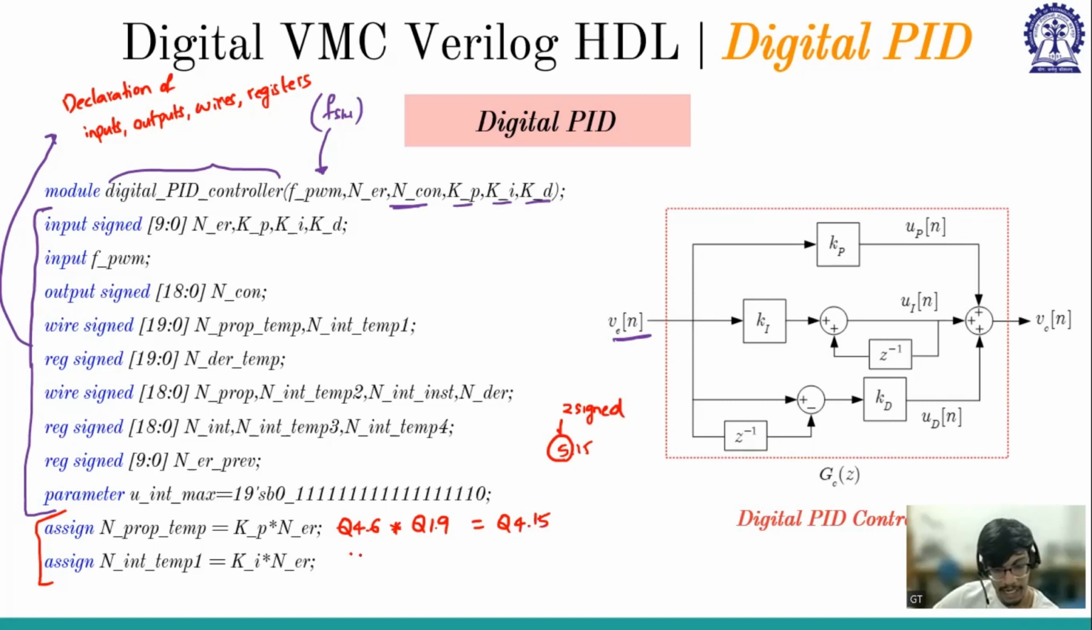Similarly, KI is 1.9. Hello, can you hear me? Hello. Yes, sir. Okay. Yes, yes.